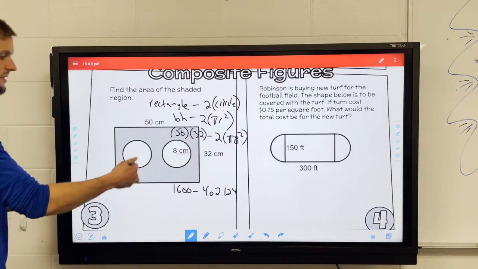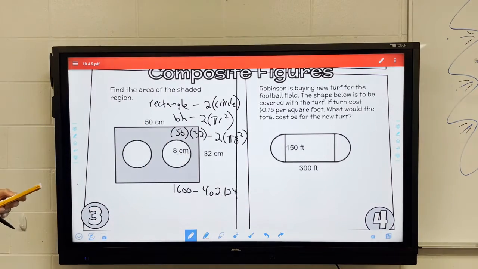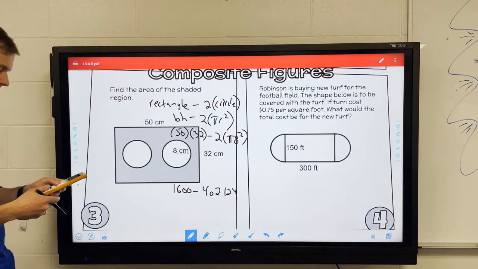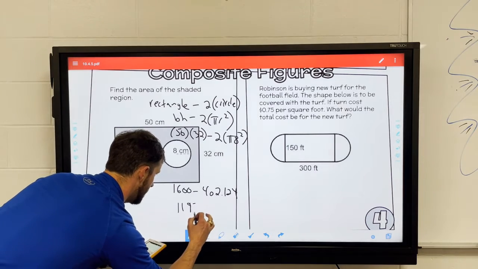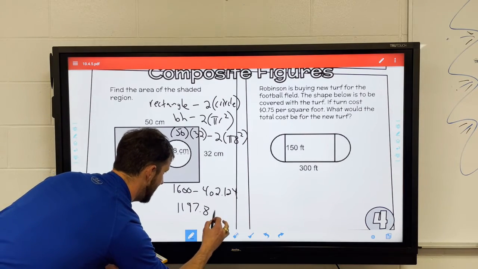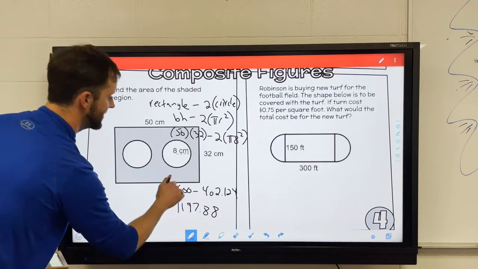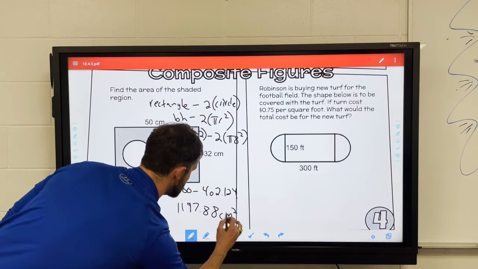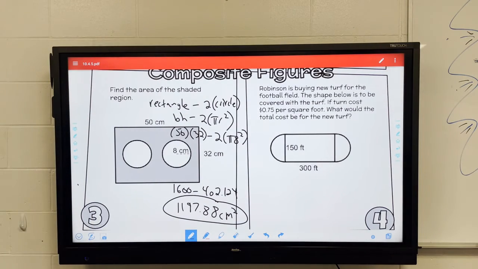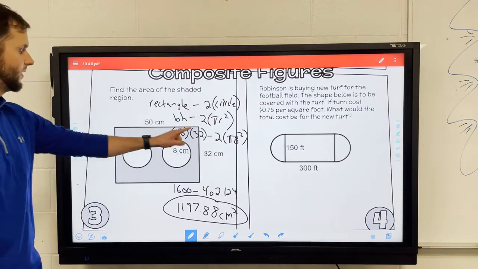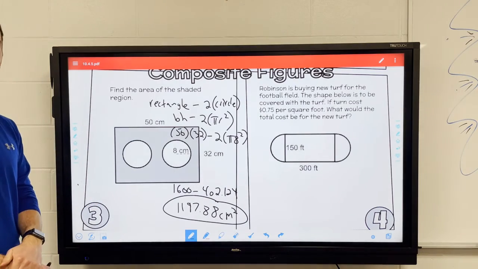402.124. And then I'm going to subtract the 2 to give the total because I'm taking out those circles, remember? So when I subtract those, that's going to give me a grand total of 1,197.88, and that's in centimeters squared. Because remember, anytime you're doing area, you're always doing squared units. So that tells you the area of the shaded region, okay?